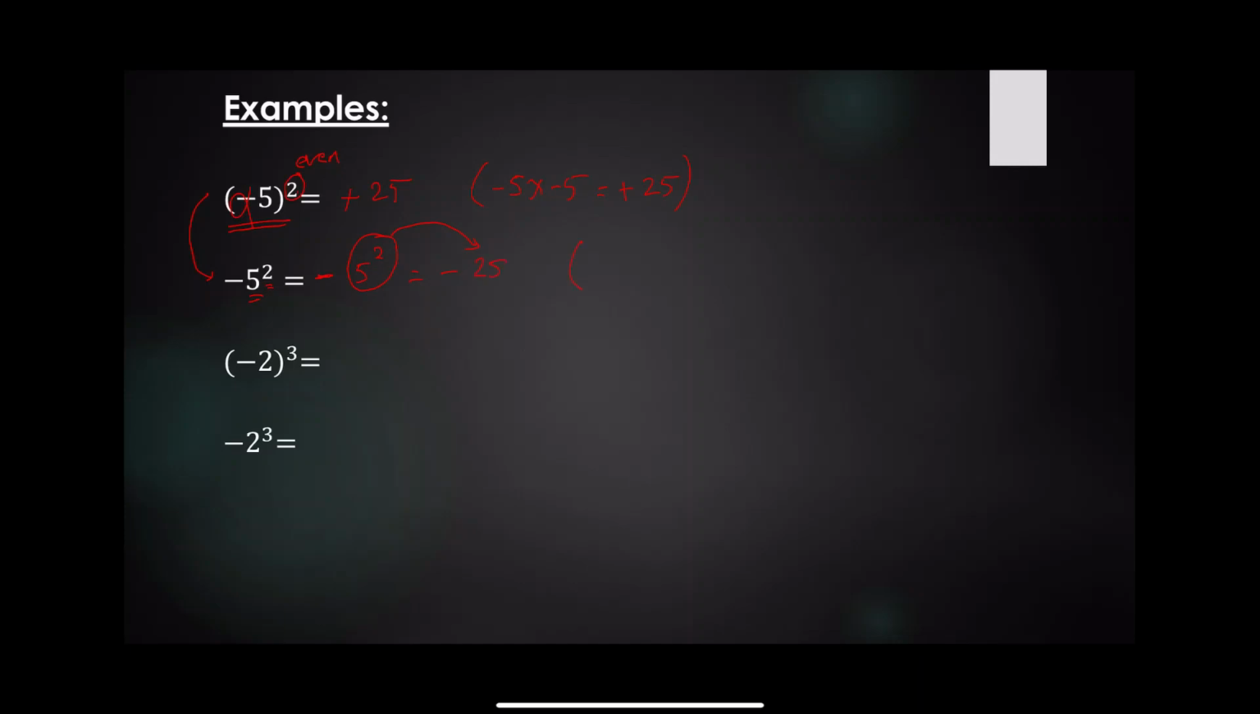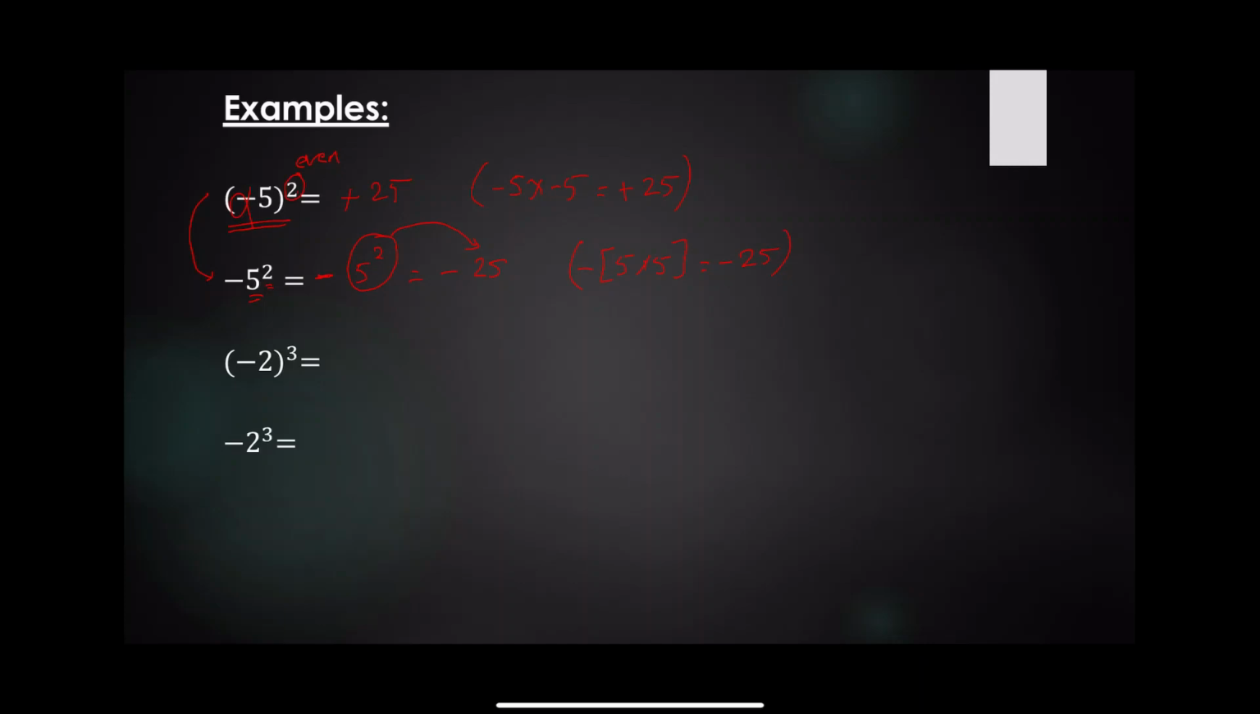Now, if we want to give more details for this, it's like minus is outside, and then we are multiplying 5, because 5 to the power 2 means 5 by itself twice, or 2 times. 5 times 5 is 25, and we have a minus or negative outside, so it's minus 25 or negative 25.